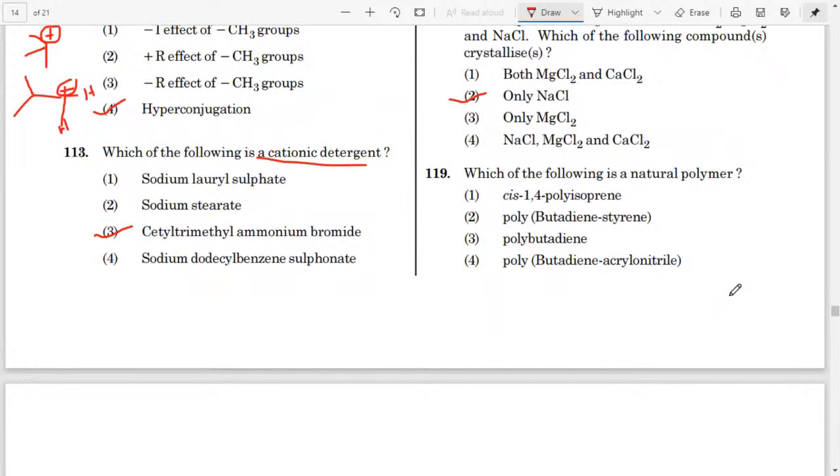Which of the following is a natural polymer? Cis-1,4-polyisoprene. Gutta-percha is known as cis-polyisoprene, which is a natural polymer. Yes students. Next.